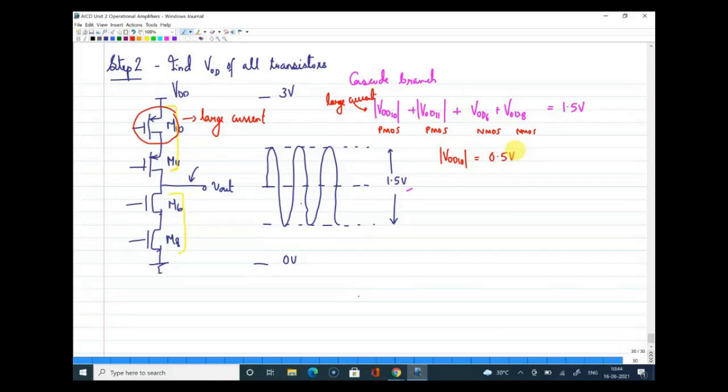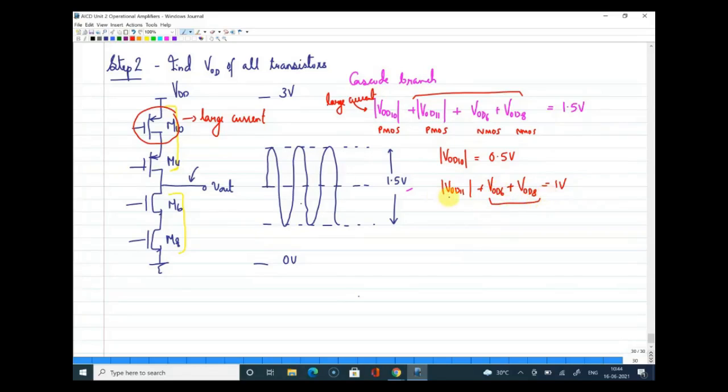So what is left out? The left out is 1 volt, which I need to again suitably assign. I have 3 transistors now, and those 3 transistors have 1 volt altogether. So VOD6 plus VOD8 is equal to 1 volt. Now, VOD6 and VOD8 definitely I can assign equal voltages, because there is nothing special between those two.